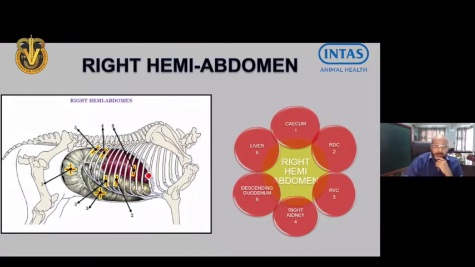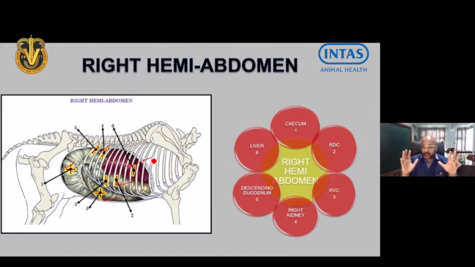Now, I'll straightaway come to the right hemiabdomen, and the important thing, I will not give a blast view of the organs. Dr. Arun has very nicely conveyed and taught the anatomy in the previous webinar. Here, in the right abdomen, as you do the ultrasound, the organs are in situ like this. If I start from one here, this is the cecum, right? Then two is the right dorsal colon, and three is the right ventral colon. This is the right side. Then on four, you can see the kidney, and five, you can find the duodenum, and six, finally the liver. So these are major organs on the right side.